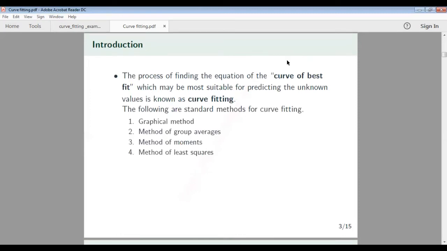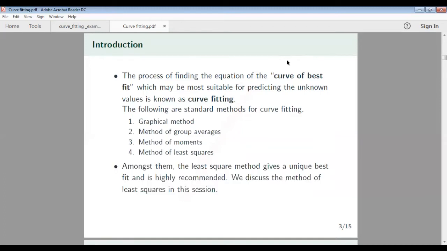There are many methods of curve fitting, like the graphical method, the group average method, the method of moments, and the least square method, in which we are interested. The least square method is supposed to be the best fit of all these methods. So we are discussing that in detail.